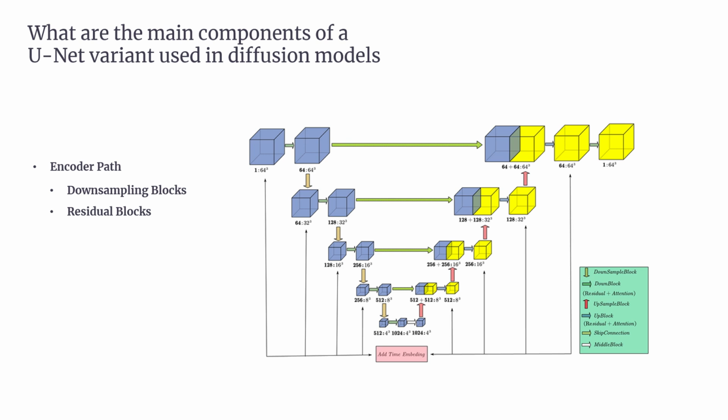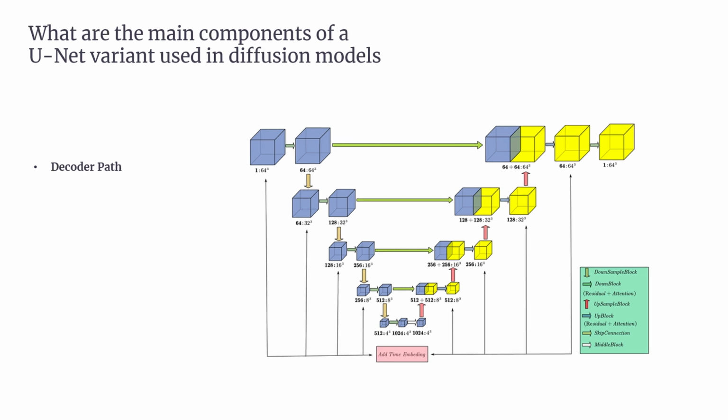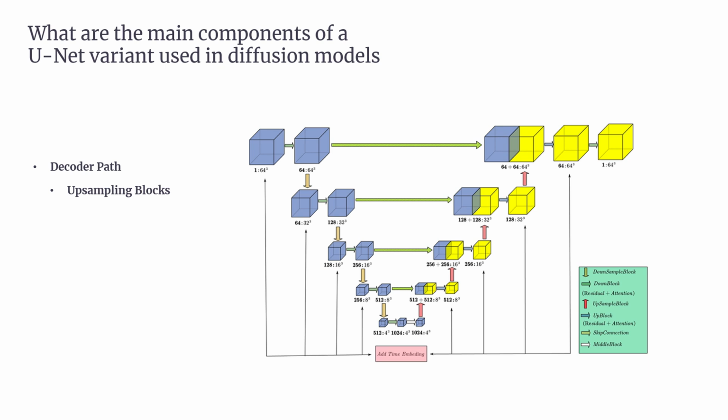First, encoder path. 1. Downsampling blocks. These are layers of convolutions that reduce the spatial dimensions of the input data while increasing the number of feature channels. Essentially, they help the network learn hierarchical representations of the input, making it easier to extract important features at various levels of abstraction.